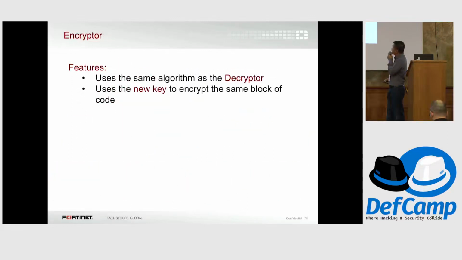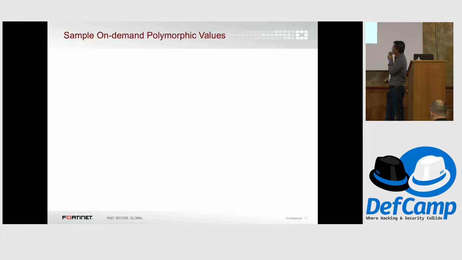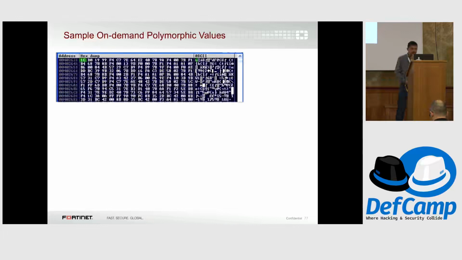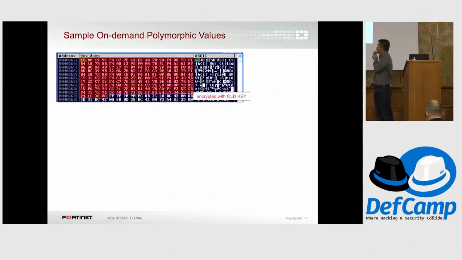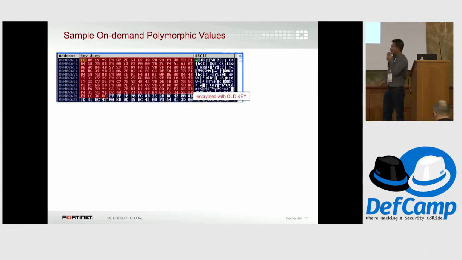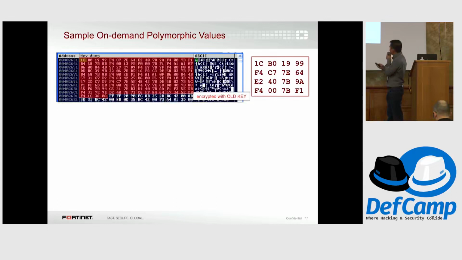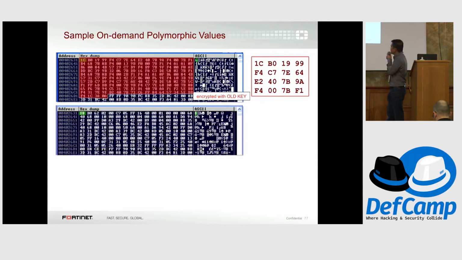Or a more visual representation is something like this. This is the original bytes, encrypted with the old key. The first line, I just got the first line and put it here. After decrypting, it will look something like this. This is now actually a call or a jump, and this is readable code.